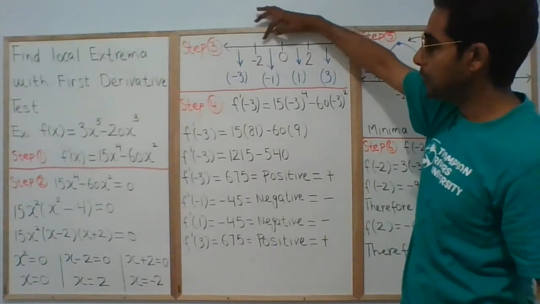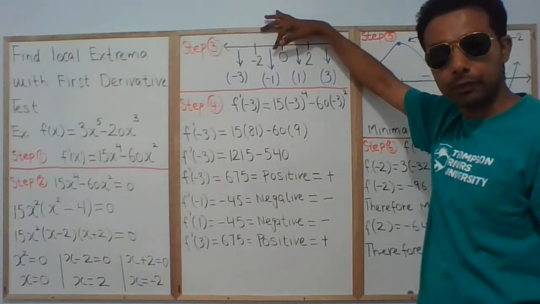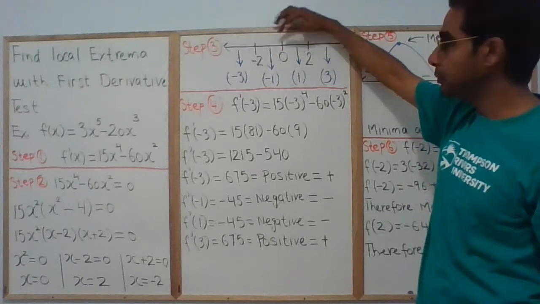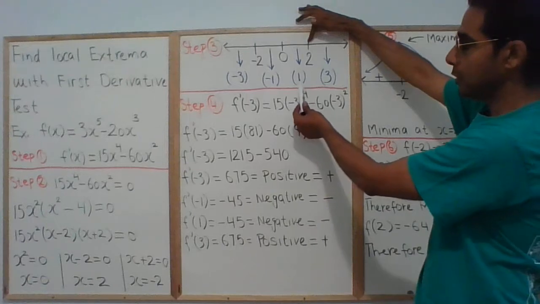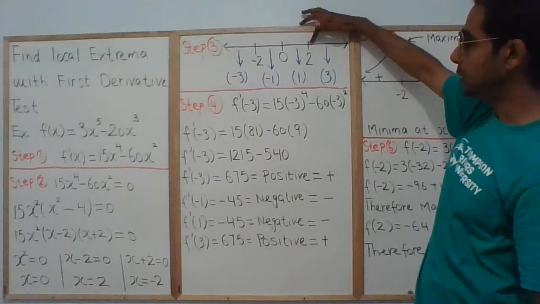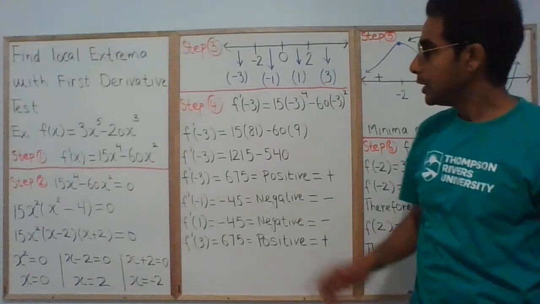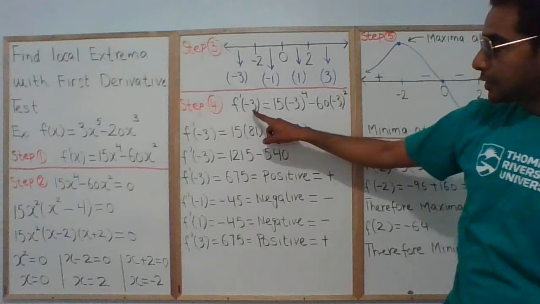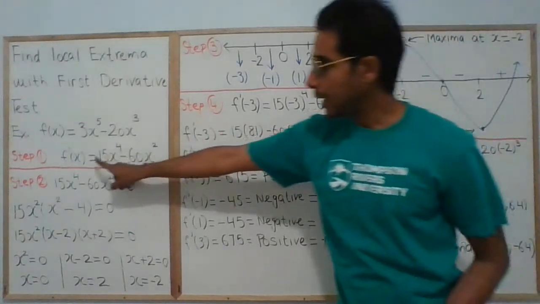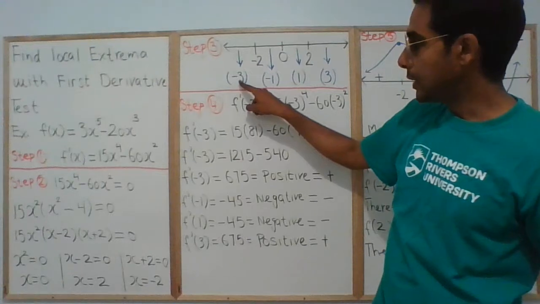Then pick a value between negative 2 and 0. I picked negative 1. You can pick a different value if you like. Similarly, between 0 and 2, I picked positive 1. And on the right side of 2, I picked positive 3. Now take these values I have written in blue, and we're going to plug them into f dash x. We're going to start with negative 3.